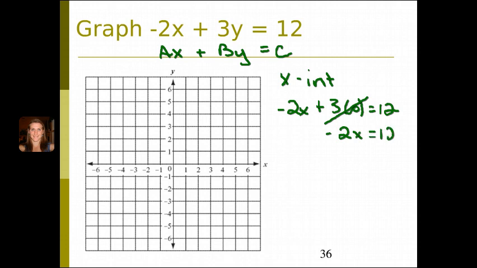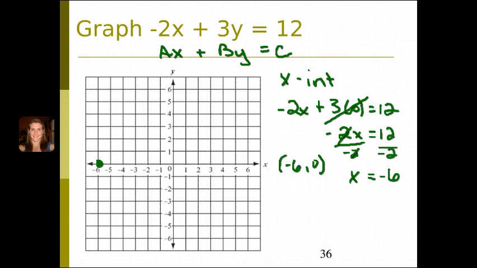Divide everything by negative 2, and you're left with x equals negative 6. Well, this has to be written as a coordinate. So your first coordinate would be x is negative 6, and then your y was 0. So let's go ahead and plot that. Negative 6, 0 is on your x-axis, right about there.